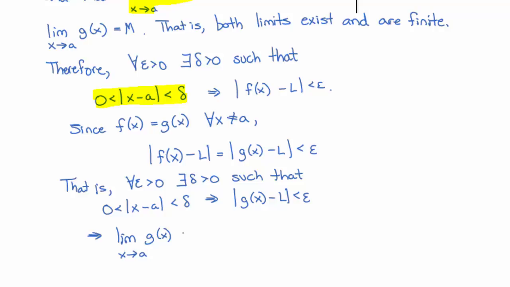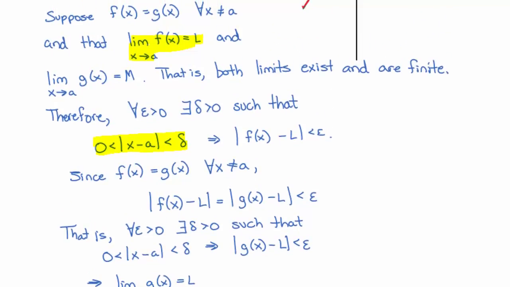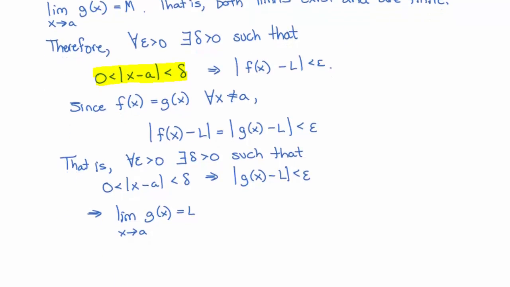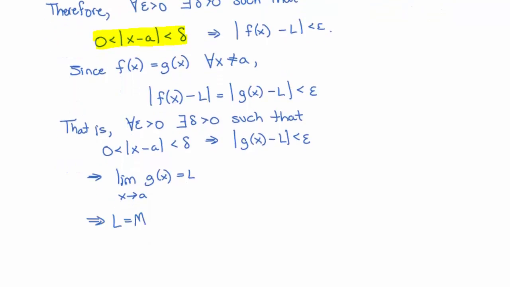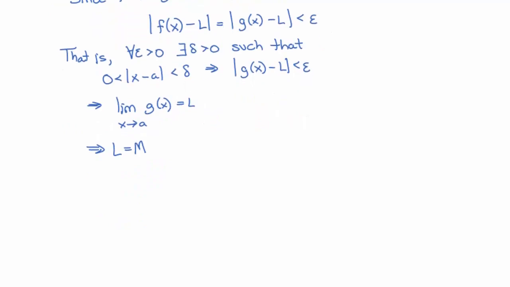which implies that the limit as x goes to a of g of x is also equal to L. That basically means that our original claim, suppose that f and g are the same for all x that are not a, and that the limit as x approaches a of f of x is some finite number L, and that the limit as x approaches a of g of x is some finite number M, we now know through our argument that L and M must be the same numbers. So that implies L must equal M. In other words, these limits are the same. And that is actually the entire point of the proof.